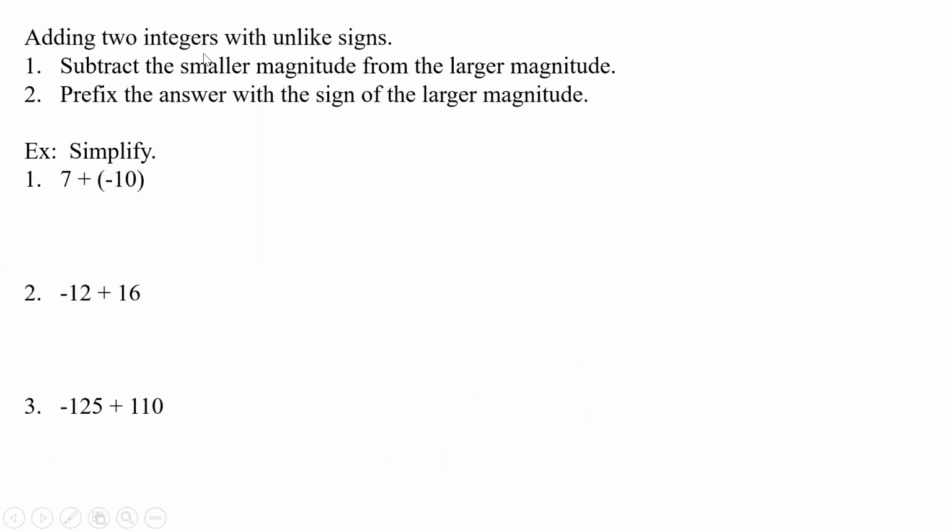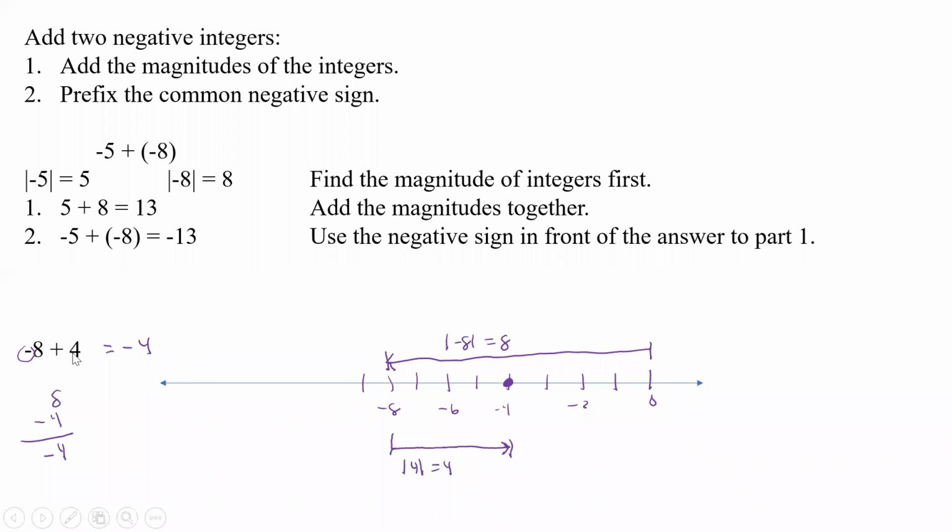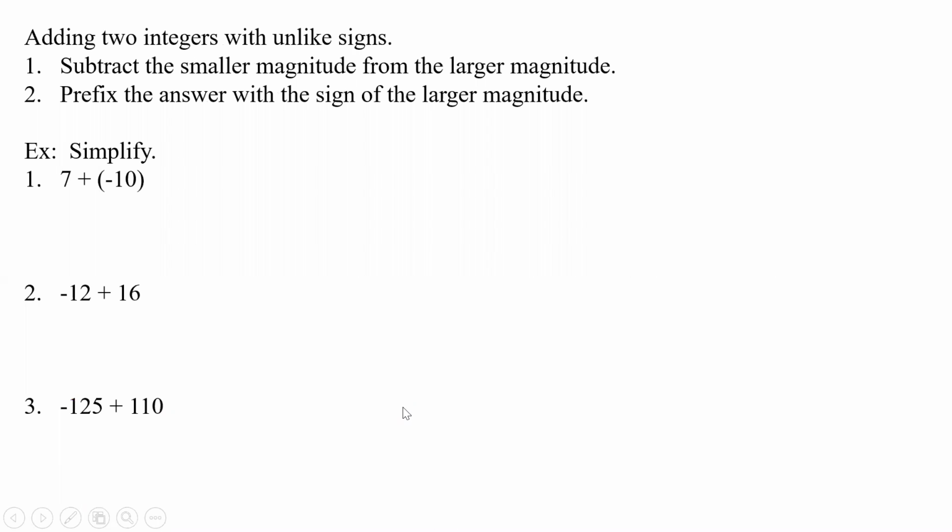And so this is kind of what we led into here, adding two integers with unlike signs. We subtract the smaller magnitude from the larger magnitude, and then we prefix the answer with the sign of the larger magnitude. And that's what that's saying here. So we're taking the larger one, the magnitude was 8, subtracting off the other one, which was the magnitude of 4, so 8 minus 4 was 4, and then we prefix it with the sign of the larger, which was -4. So now let's go through a couple examples here.